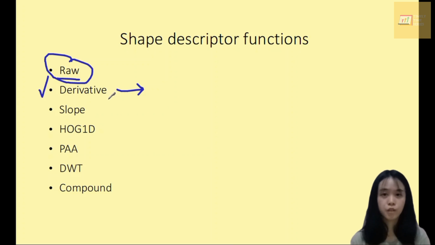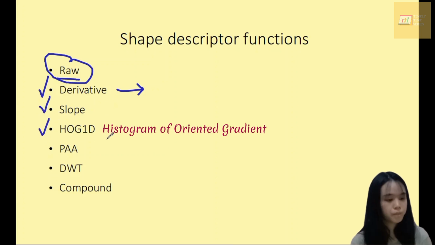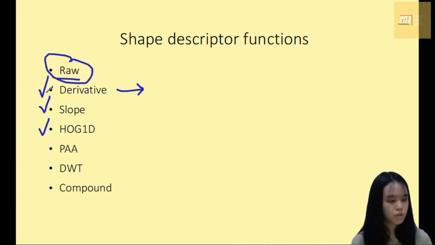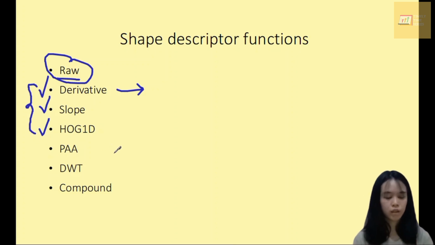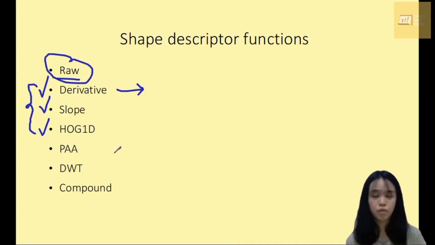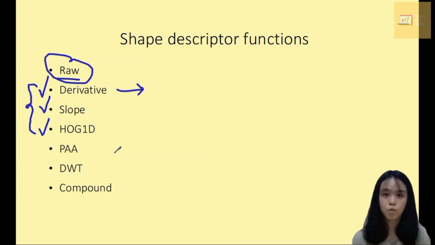I've already made that video, by the way, so you can check that out if you want to know the function. And then slope and HOG. HOG stands for histogram of gradient. These three actually, so derivative, slope, and HOG1D work with the same intuition. So they try to look at the shape by looking at the derivative or the slope of the sequence.